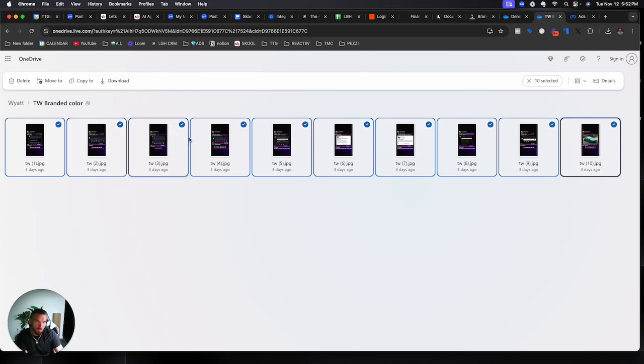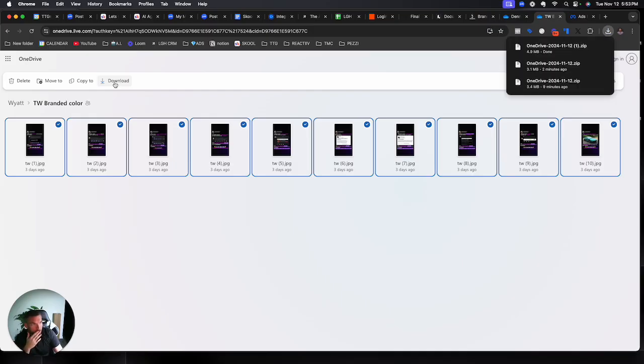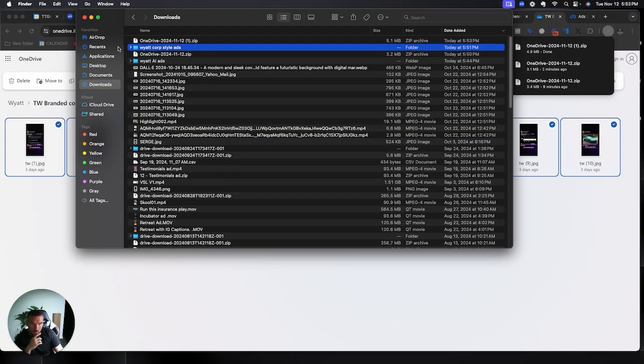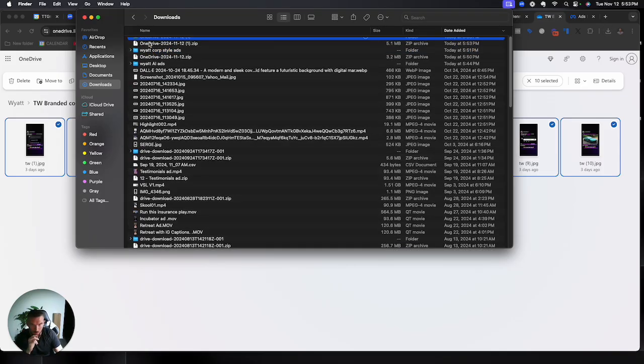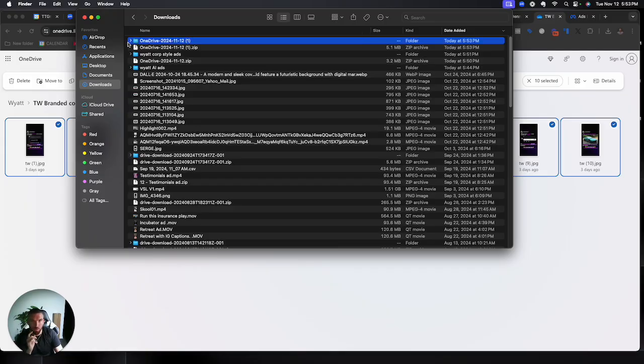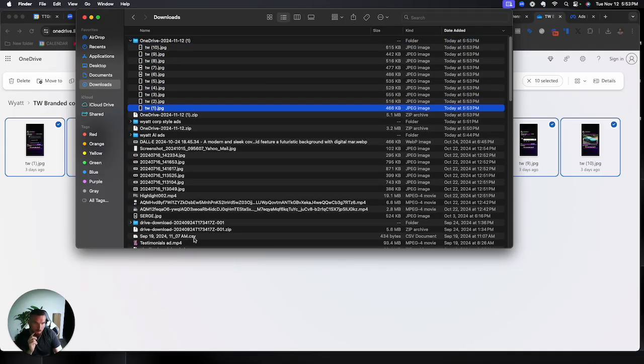So that's 3, 6, 10. So since it's 10, for general rule of thumb for dynamic creatives, I usually don't like to test more than like 5, maybe 6. 10 is way too many to test, so I'm going to do 5 and 5.